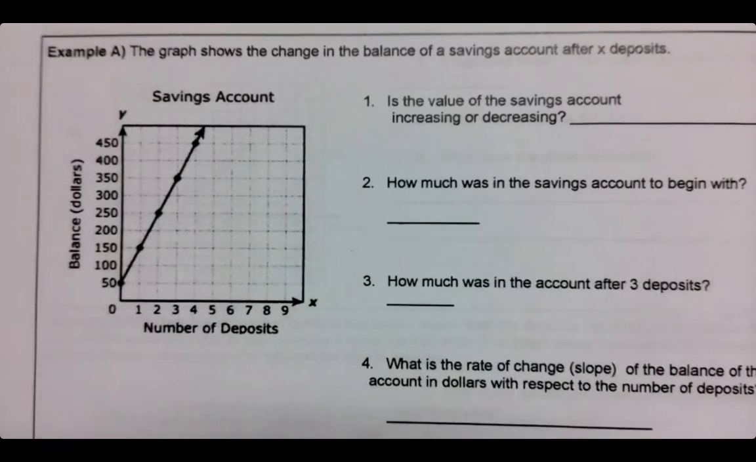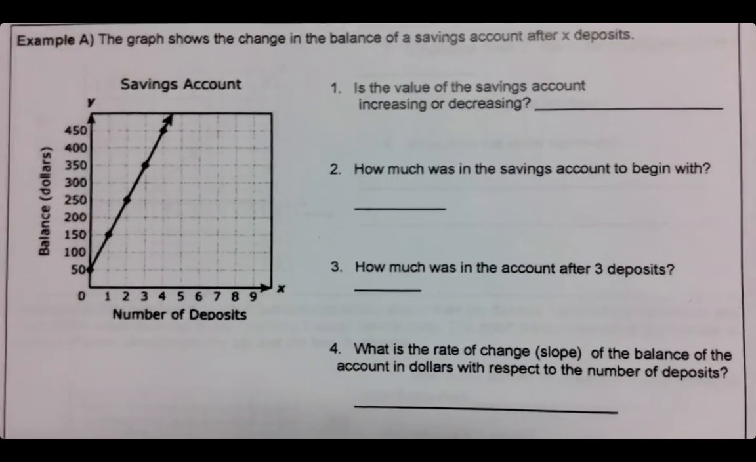Right, hello Falcon. So what we are looking at is interpreting parts of a graph. So basically that means we're going to find the slope, we're going to find the y-intercept, but we're actually going to say what that means in the context of problems in the real world, right?